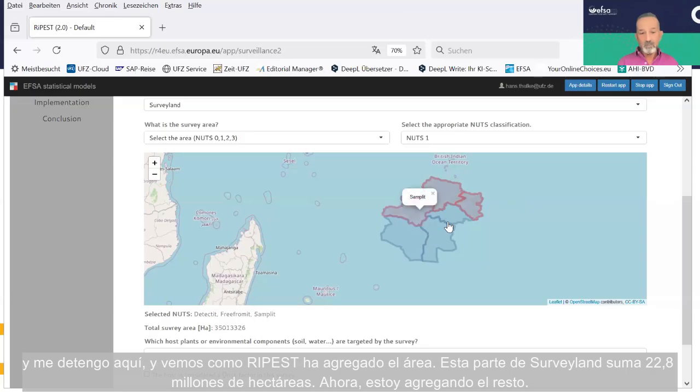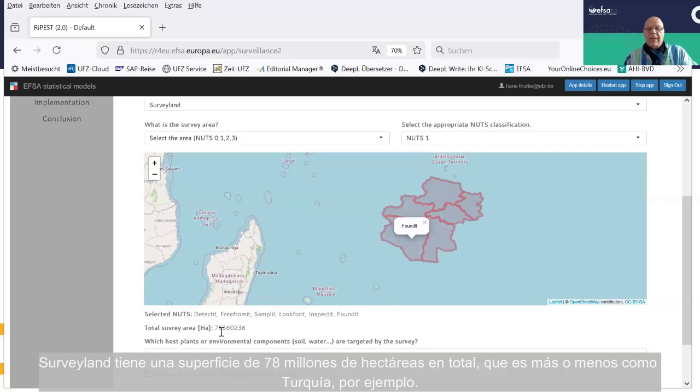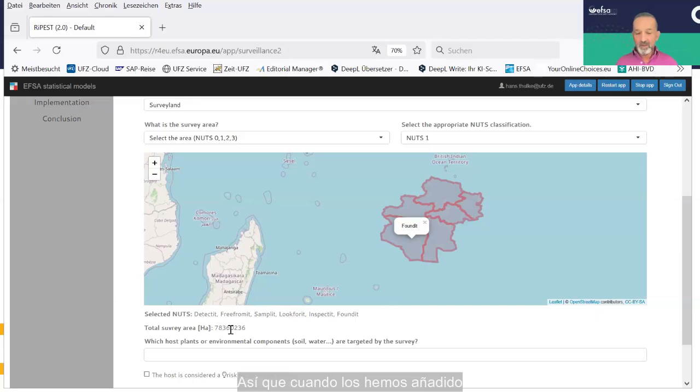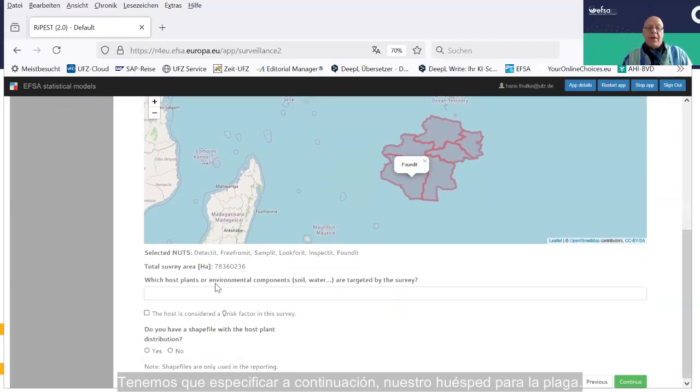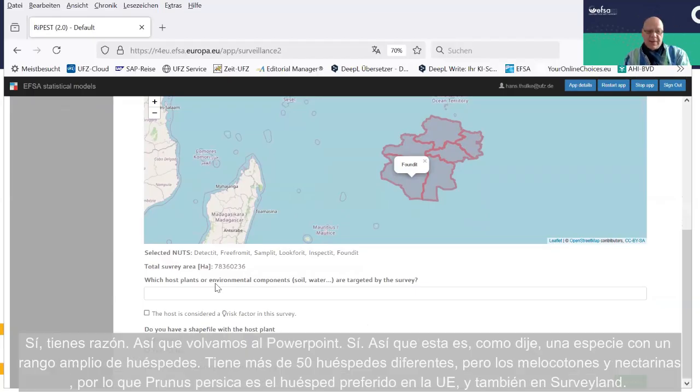Now I'm adding the rest of the NUTS regions. And we see in total, Surveyland has an area of 78 million hectares, which is about like Turkey, for instance. So when we have added them, we have to specify next our host for the pest. Probably you also have prepared a slide for this, right? Yes, you are right.